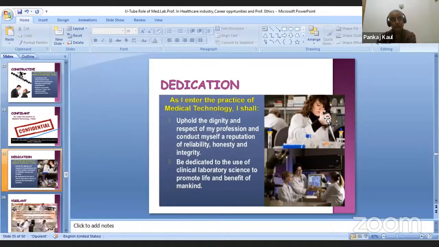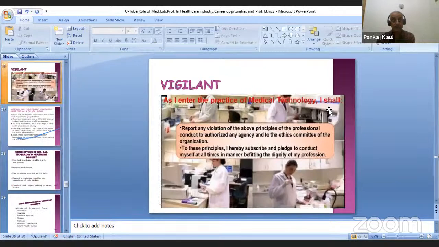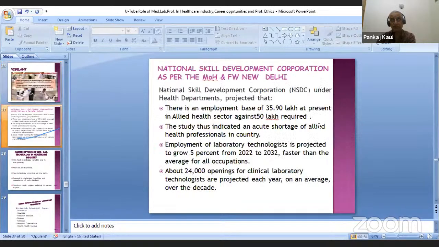We must work with full dedication, uphold the dignity and respect of our profession, and conduct a reputation of reliability, honesty, and integrity. We must be dedicated to the use of clinical laboratory science to promote life and benefit of mankind. We must also be very much vigilant about the violations, if any, and to the principle I hereby subscribe and pledge to conduct myself at all times in a manner befitting the dignity of my profession.